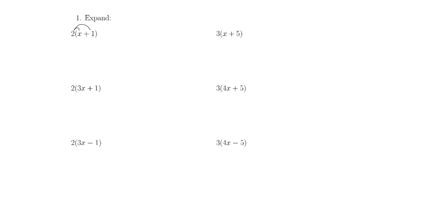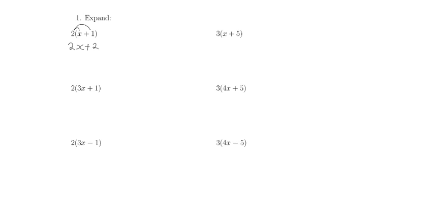So, first we have to do 2 times x, and we can write that as simply 2x. Then we have to do 2 times 1, which makes 2. And because we have a plus symbol inside the bracket, we just keep that, and so the answer is 2x plus 2.